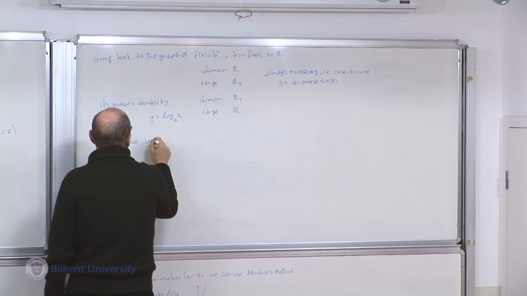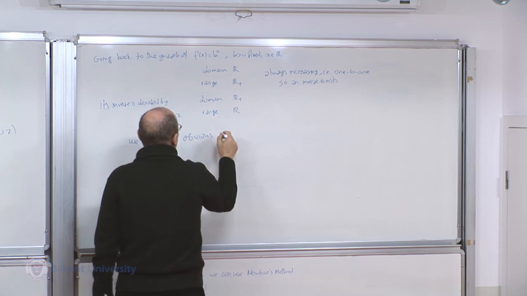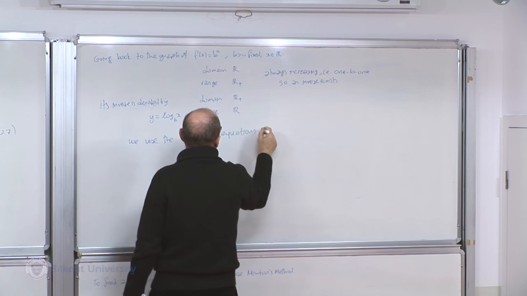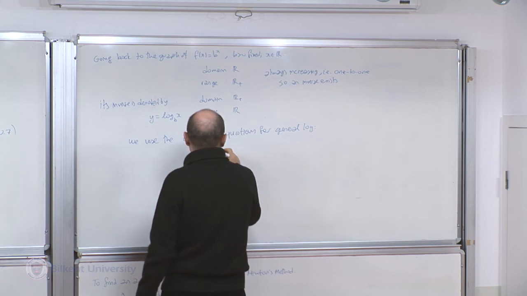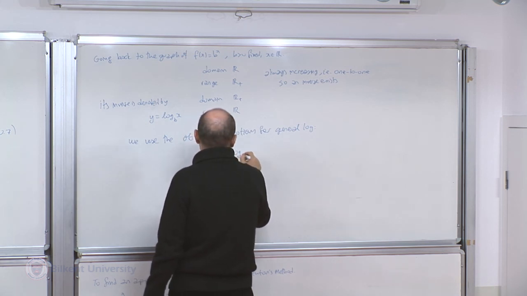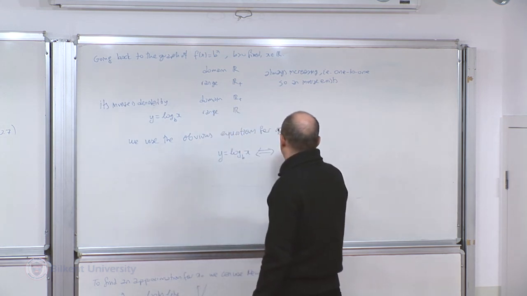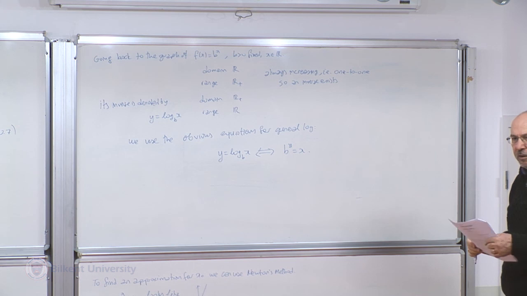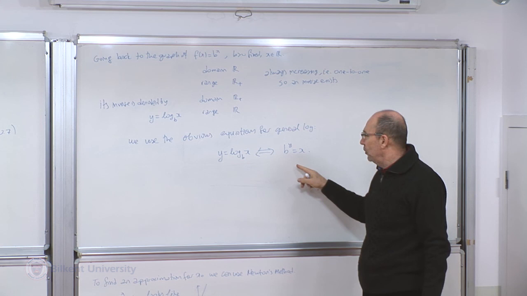So we use the obvious equations for general log. Okay, so we say y equals log to base b of x if and only if b to the power y is equal to x. Okay, so that's the definition. So the inverse of this function is this. Therefore, the inverse of this function is this.